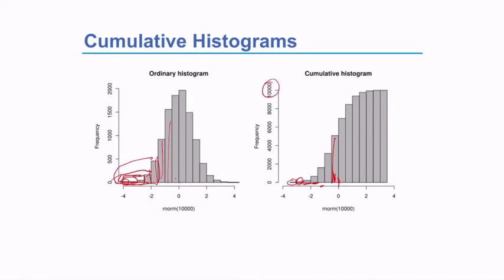Notice that the scales are different. This one goes to 2,000, this one goes to 10,000. So this bar here that's less than 0, at about 5,000, is all of this part. And then your last bar should be your total, because everything is less than or equal to the highest number.